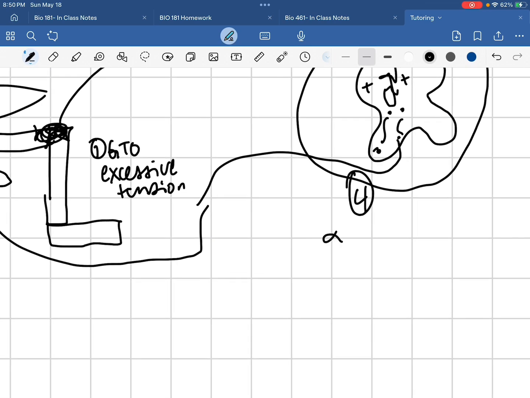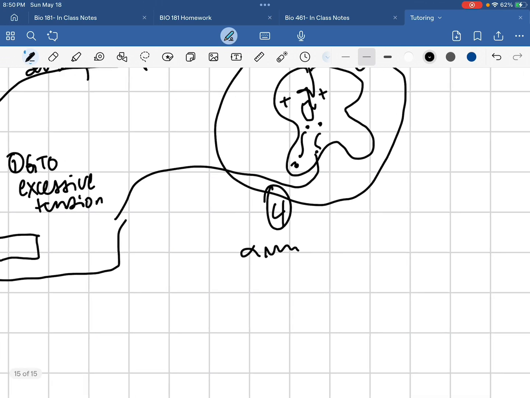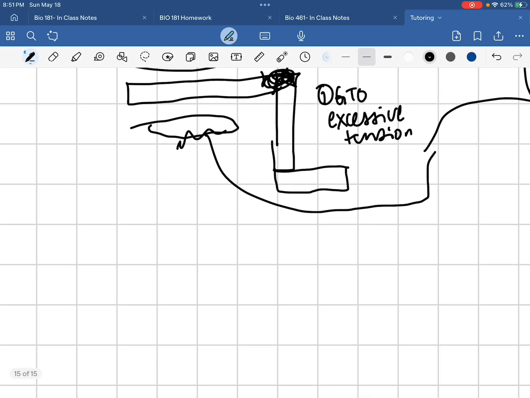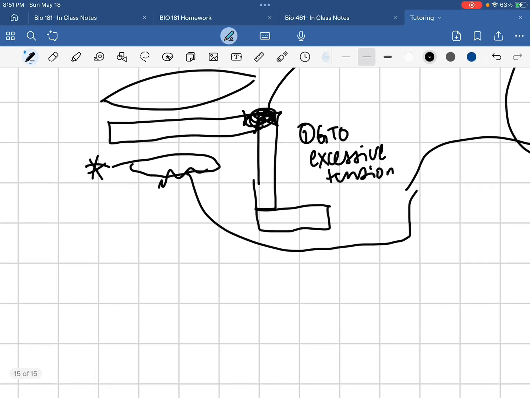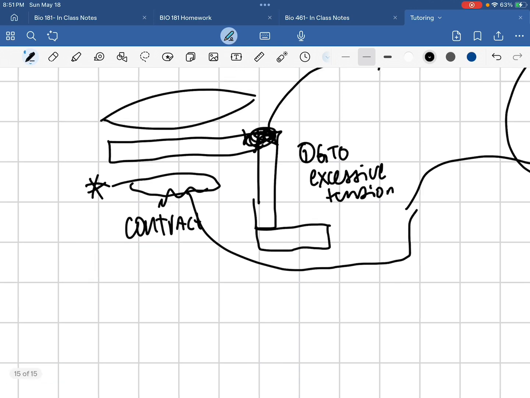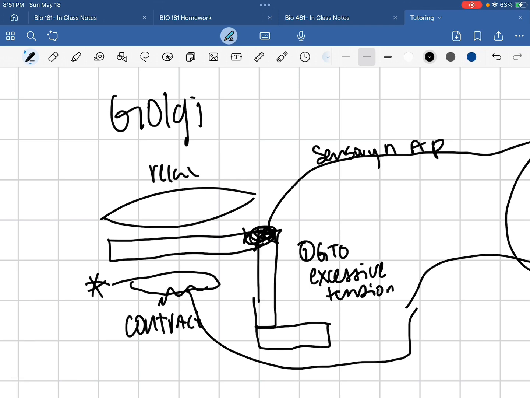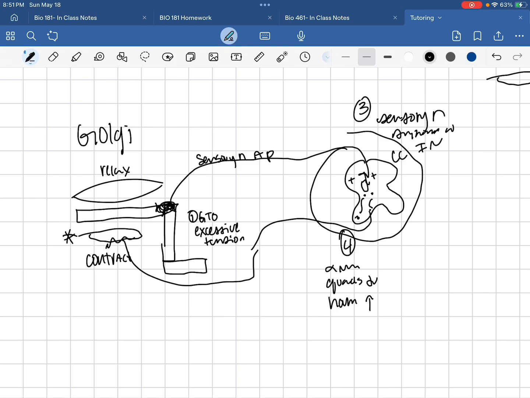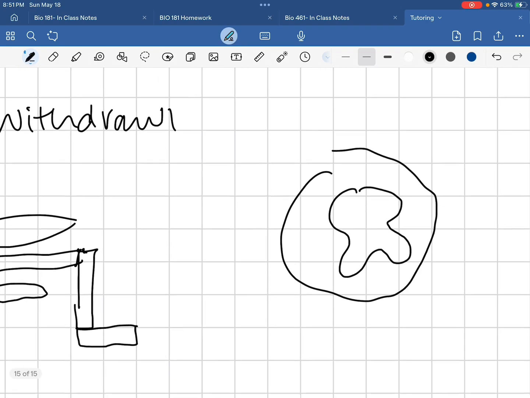But right here, the alpha motor neuron, so the quads are going to be inhibited. So quads are inhibited, and then the hamstrings again are stimulated. So the overall goal is to work on the hamstrings. So hamstrings contract, and then the quads relax. It's not the same in every situation, but that's the main difference between the Golgi tendon organ and the stretch reflex.